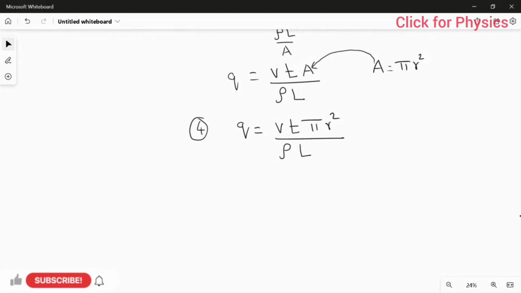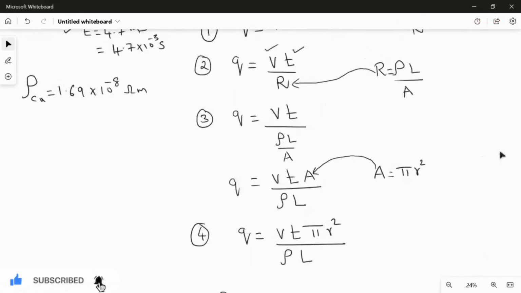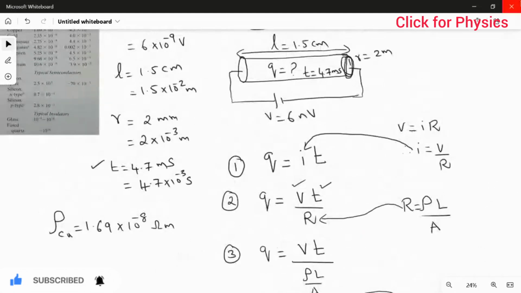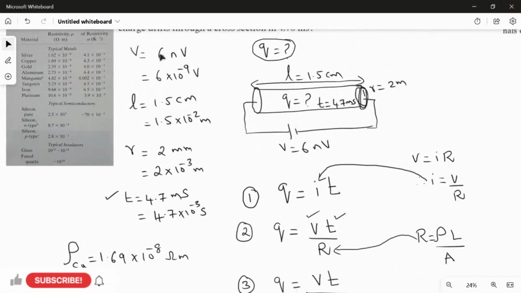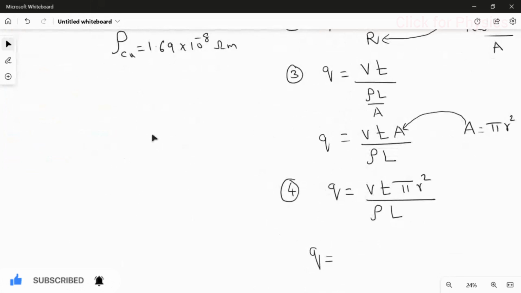So now I'm going to substitute the values. Q is equal to, the potential is 6 nanovolt. You can just go back to the question, as I already wrote all the given values here. We have the potential of 6 nanovolt. We have the length of 1.5 centimeter. Radius of the copper wire is 2 millimeter. And the time, in this time, how much charge drifts, we are going to find. So time value is 4.7 millisecond, and also this wire is a copper wire. So the resistivity of the copper is a constant, which is 1.69 multiplied 10 to the power of minus 8. I'm going to substitute all these values in this last equation.